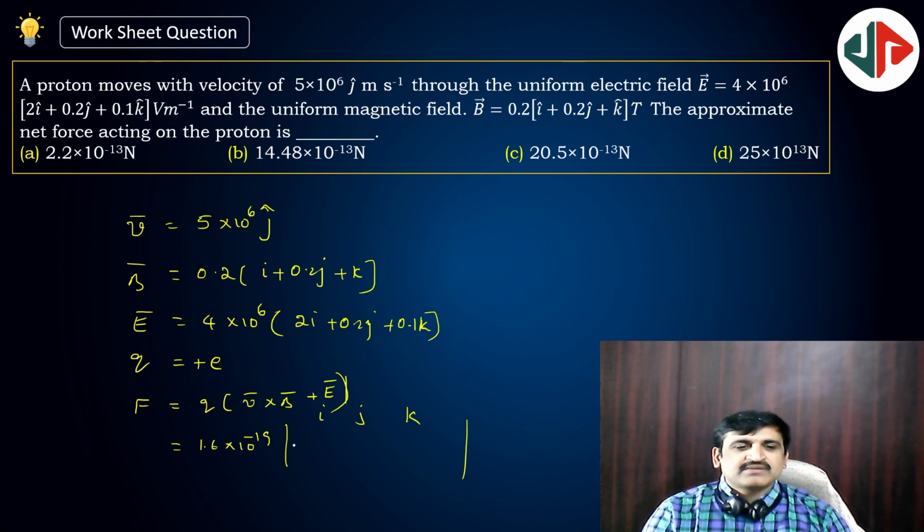V bar cross B bar first I'm doing. V bar cross B bar. V bar is just 0 and 5 into 10 to the power of 6, this is also 0. B bar is here 1, here minus 0.2, and here 1, and here you can see multiplication factor 0.2 is there, I can take up.